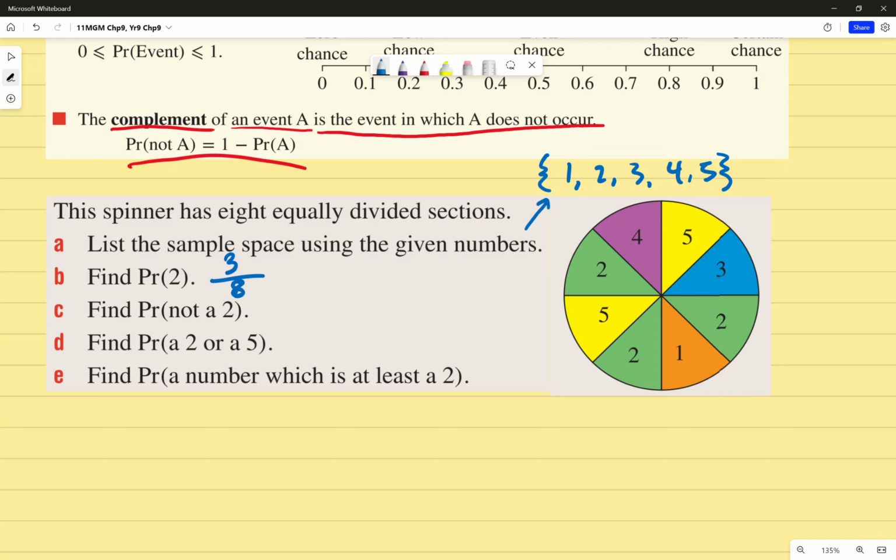That's it. The probability of a not 2 would be the probability of anything other than 2. So there's a 4, a 5, a 3, a 1, and a 5. So there's actually 5 options that are not 2. So in other words, 5 over 8. Again, reminder, a complement is 1 minus that. So I could have said 1 minus 3 over 8 would give me the same answer. The probability of a 2 or a 5, that's going to be 1, 2, 3, 4, 5 options. So that's going to be 5 out of a total of 8 as well.